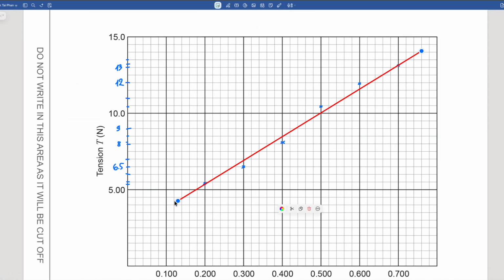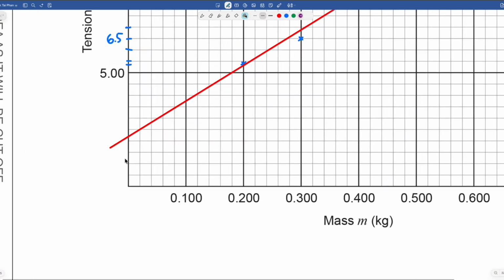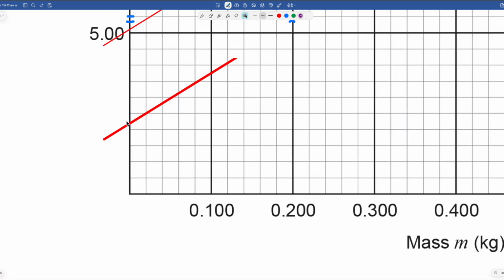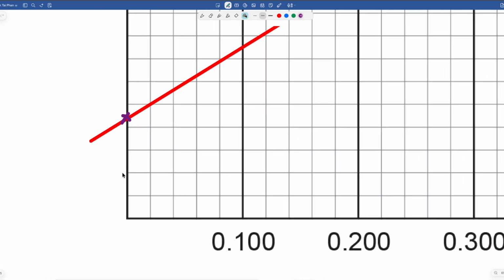And of course, we can even extend the best fit line to have the y-intercept. The y-intercept is here. Use a different color. So this point is the y-intercept, and it looks like this is 1, this is 2, so 2.2. Y-intercept.